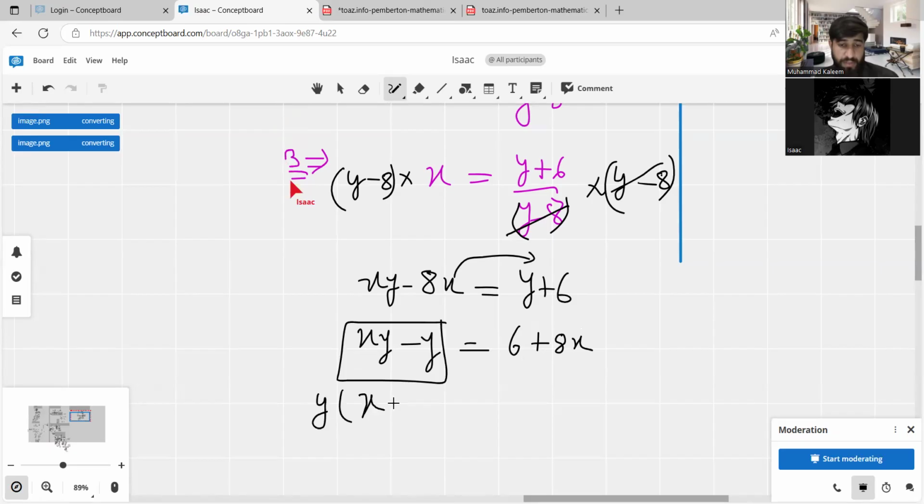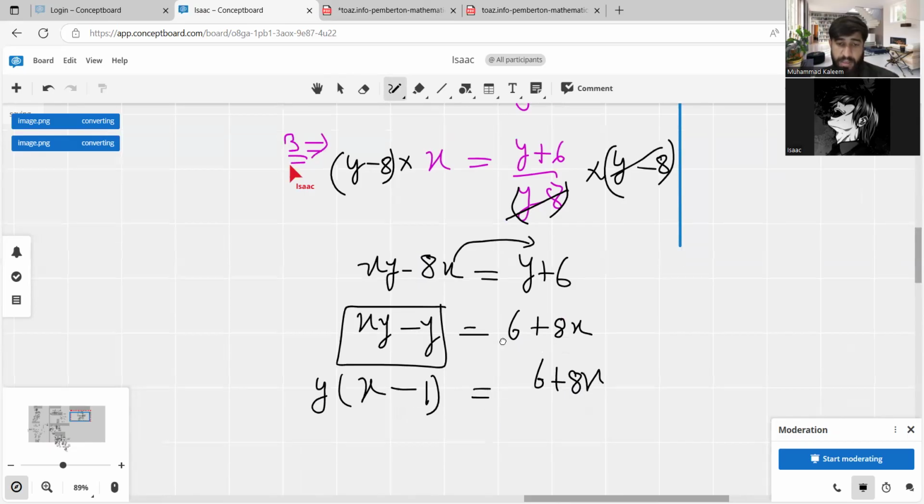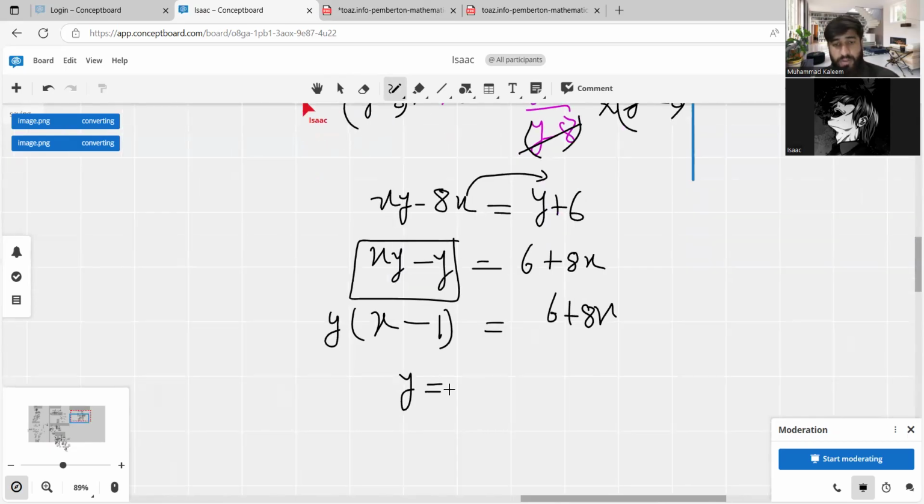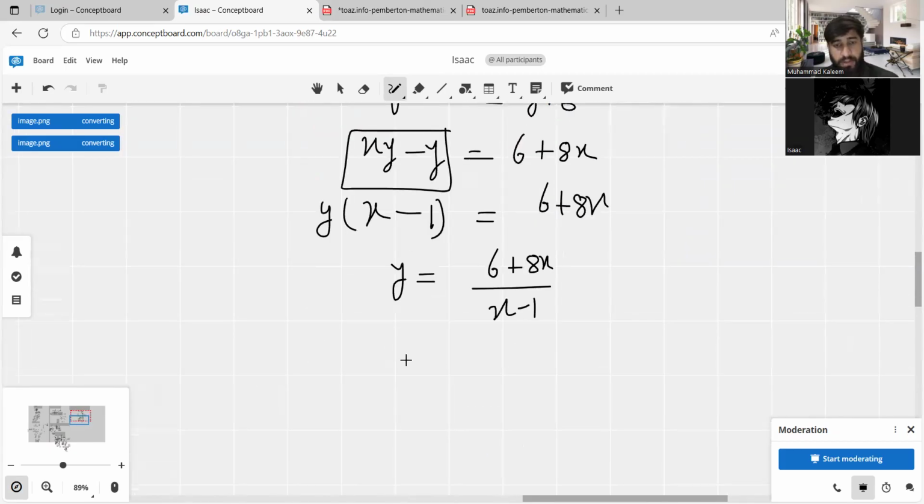Then we will take y as a common. So we'll see what will be left over there. So x minus 1, 6 plus 8x. Then y is equal to 6 plus 8x over x minus 1. So this is f inverse of x. What is it? 6 plus 8x over x minus 1. And this is the answer.